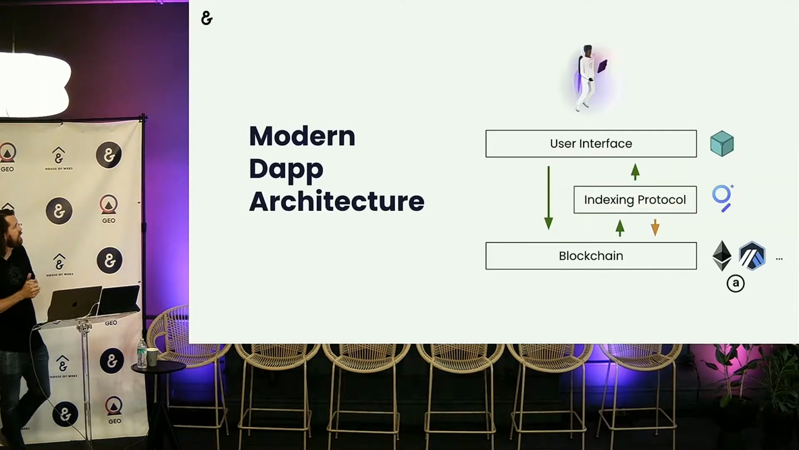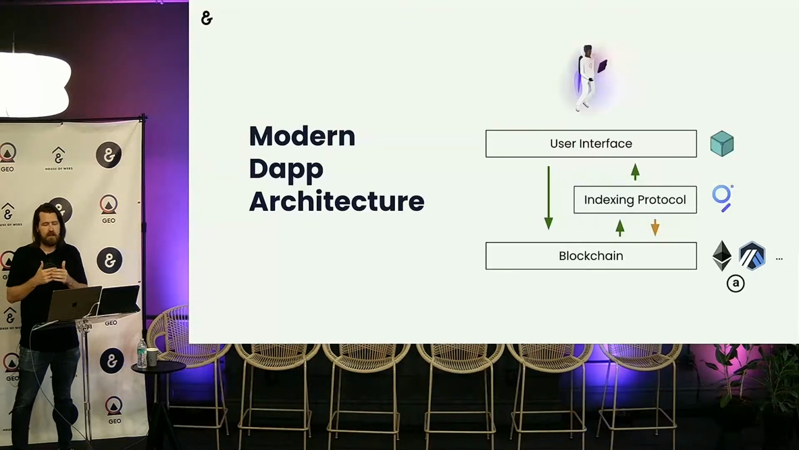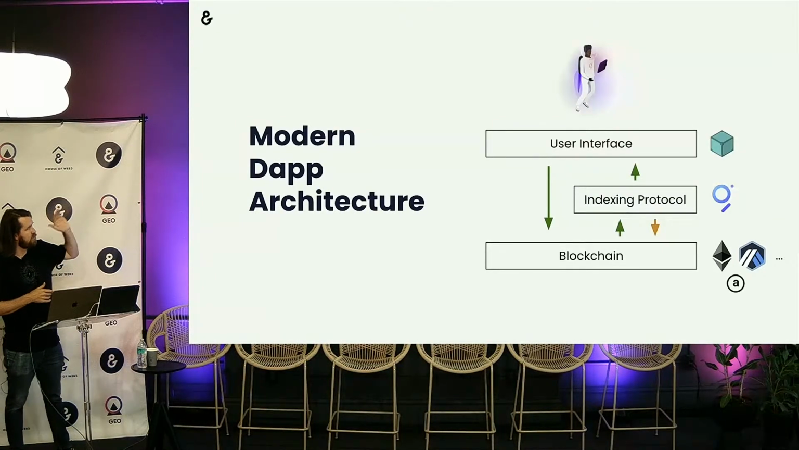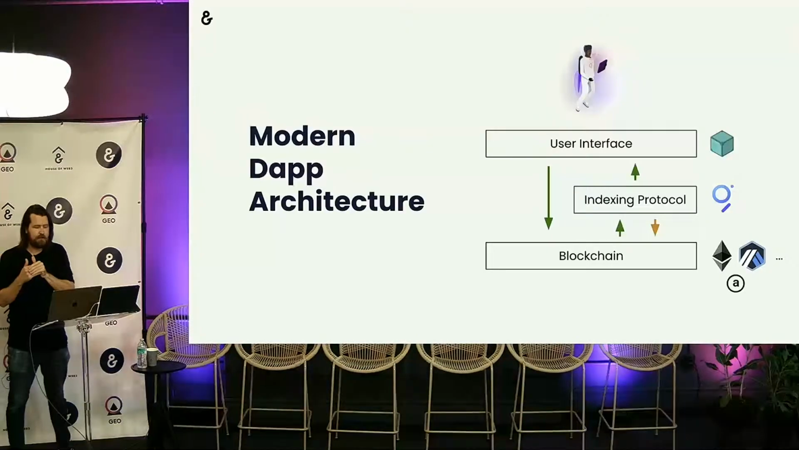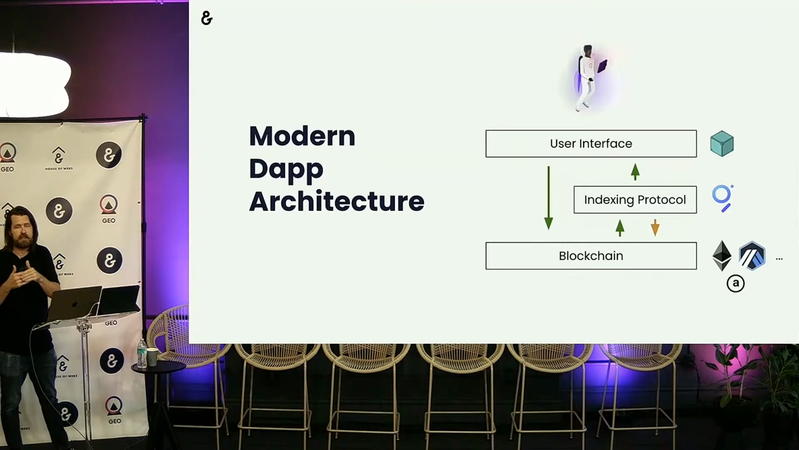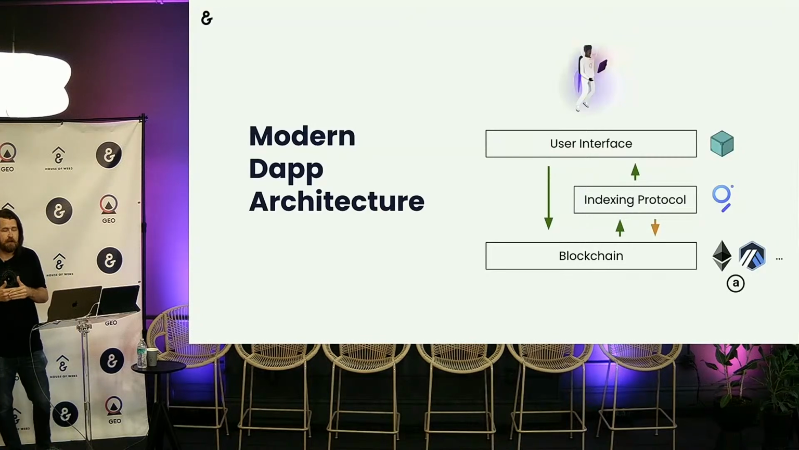And so what is The Graph? The Graph is an indexing protocol. You can almost think of it as kind of like this middleware, middle layer that kind of sits in between the user interface and the actual blockchain applications that you're running in your smart contract. And it's indexing all that data and making it available in an easy to consume way using GraphQL. So using a GraphQL API.